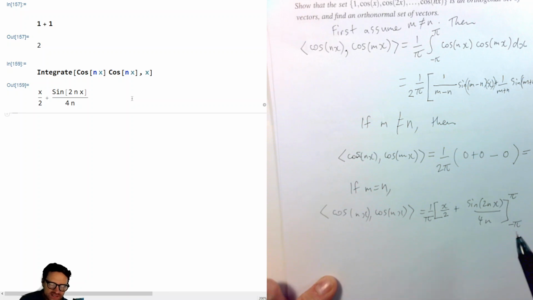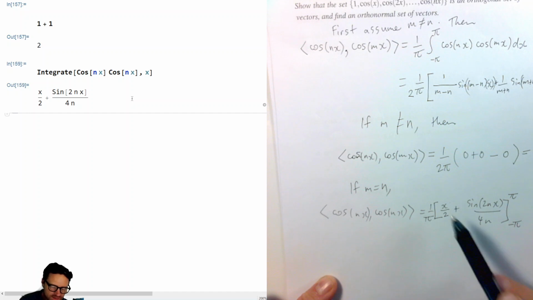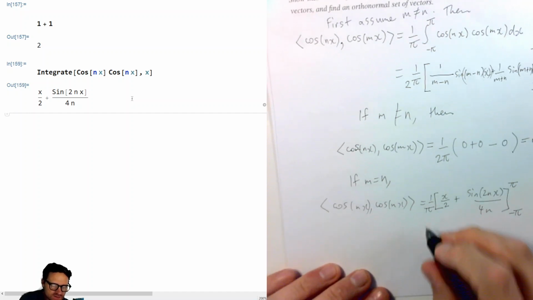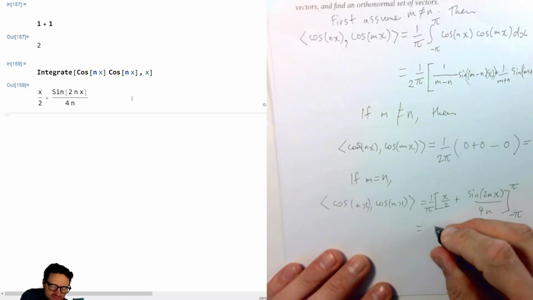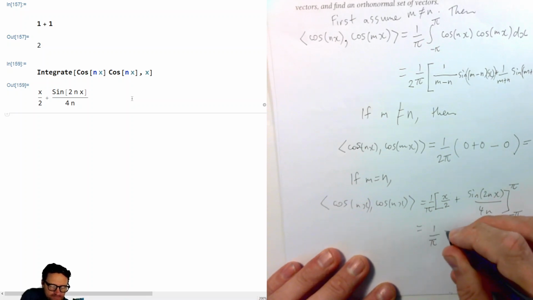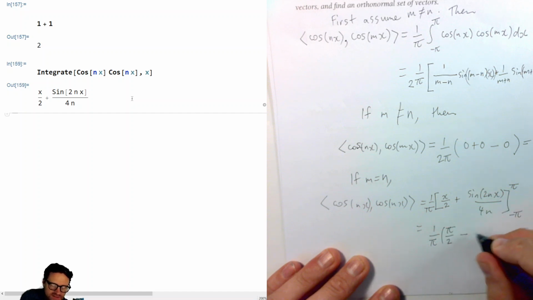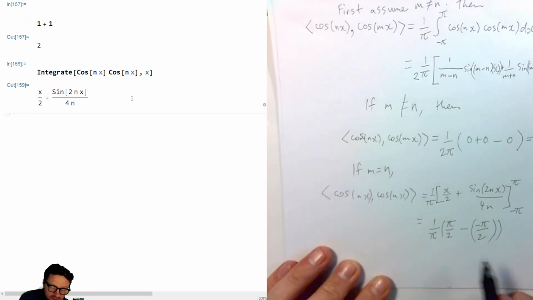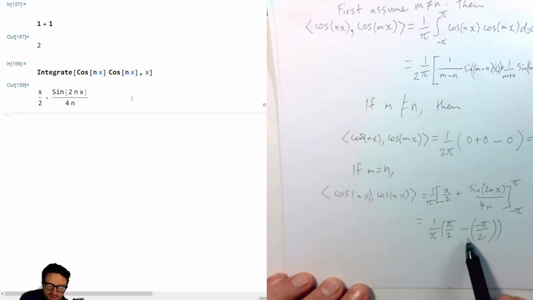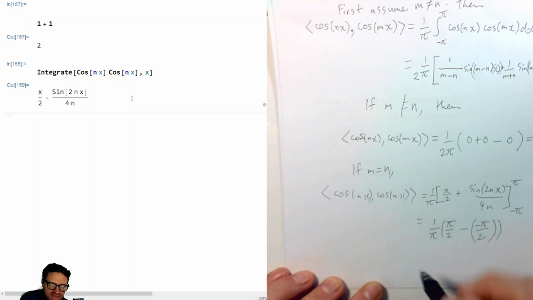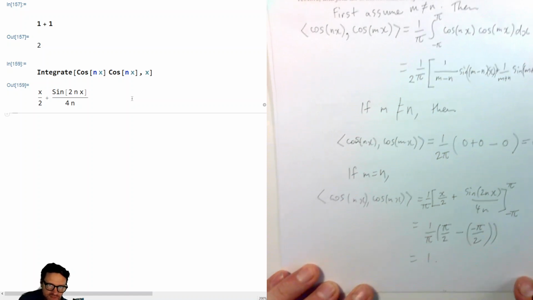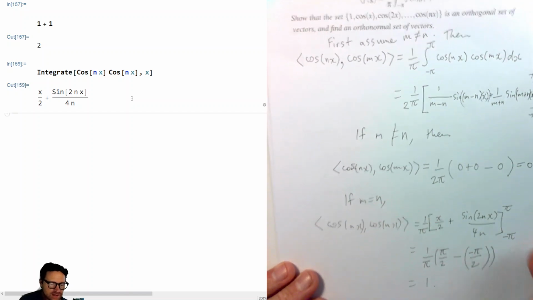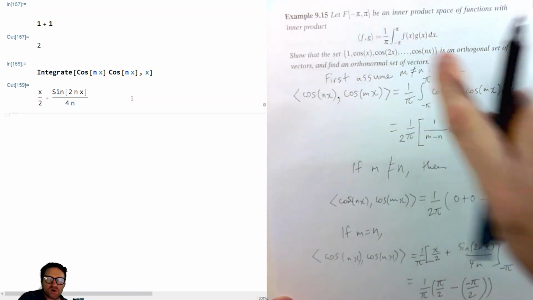And now if we sub in pi and minus pi, we have 0 for the part where there is a sine, but over here it's not. So what this will be then is 1 on pi, pi on 2, and then minus pi on 2. And so that's pi on 2 plus pi on 2, which is pi. The pi's cancel, and we get 1. Okay, so this right here is an inner product.